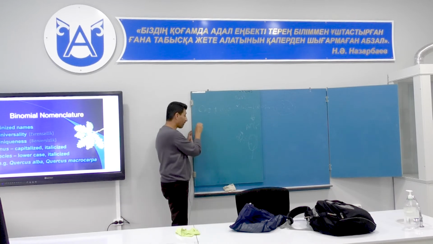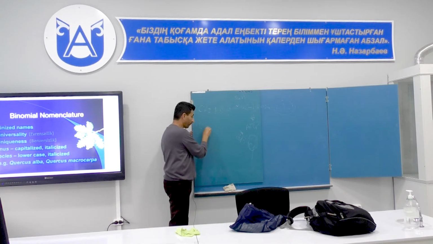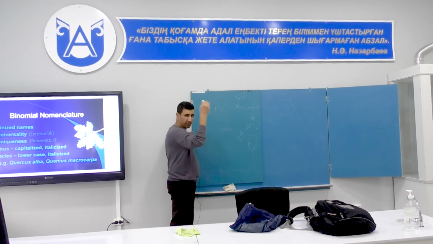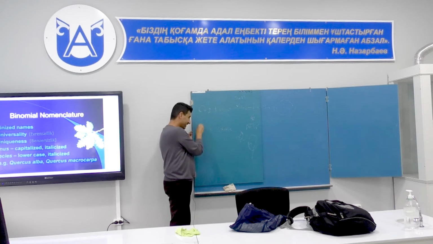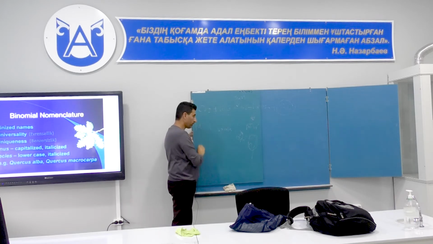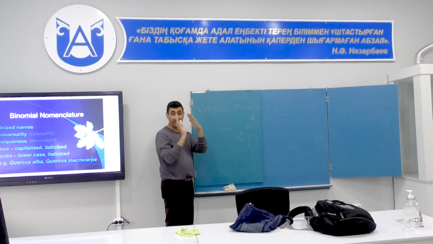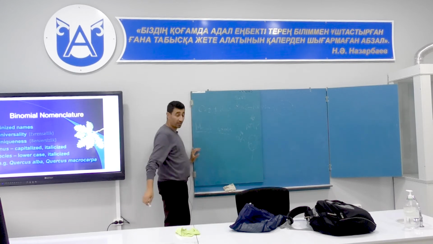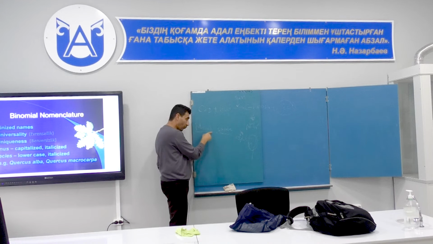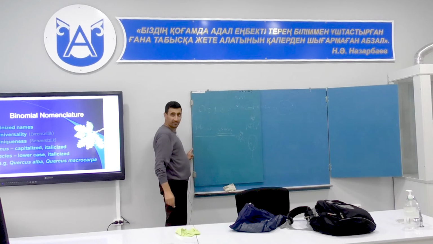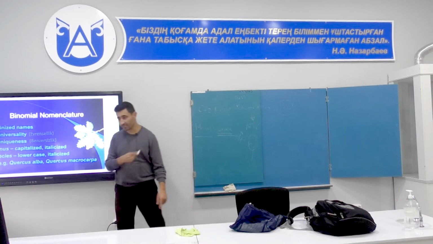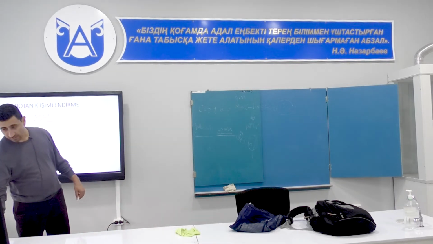If you write by your hand, for example, Mentha spicata, you write a capital letter, then small letters. But you cannot make italic by hand, so you underline it. Two lines, look, 1 and 2, not like this. Two underlines by your hand when you write the scientific name.